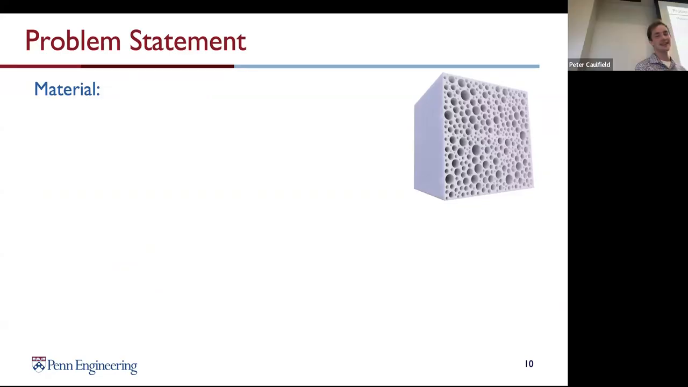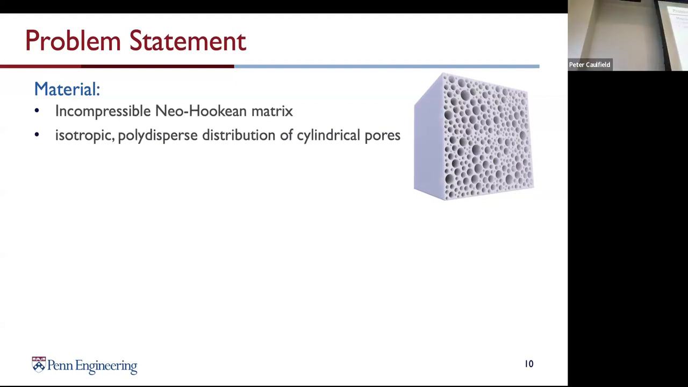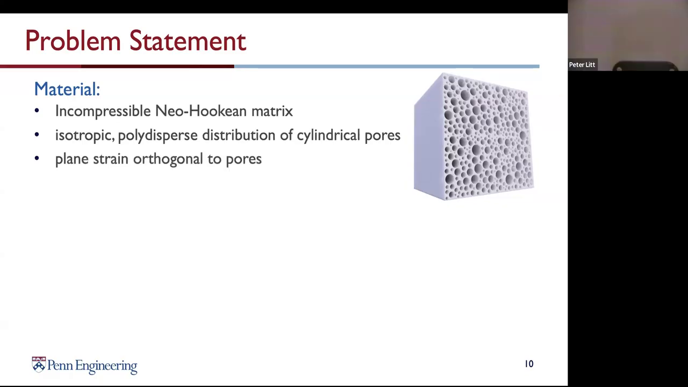Okay, now let's look at the actual problem at hand. This is a schematic of the type of material that we're looking at. It has these pores in it. We're going to model the matrix behavior, this rubber, as being incompressible neo-Hookean. Inside of that are isotropically distributed cylindrical pores, which are all aligned into the board, but randomly distributed in plane. We're going to think of them as being polydispersed, meaning they're all different sizes. Then we're going to subject this material to plane strain in the plane orthogonal to the pores. So it's just a two-dimensional loading.